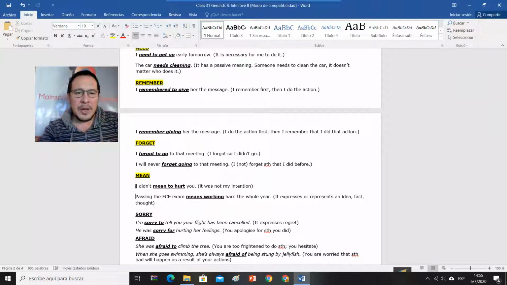Passing the first certificate exam means working hard the whole year. Grammatically speaking, it is true, and the meaning of the sentence is true, my children. Passing the first certificate exam means working hard the whole year. The explanation says it expresses or represents an idea, fact, or thought. Means working implies working. Okay, if you want to pass the first certificate exam, you are supposed to work hard the whole year. That is why mean is followed by ing in this example.